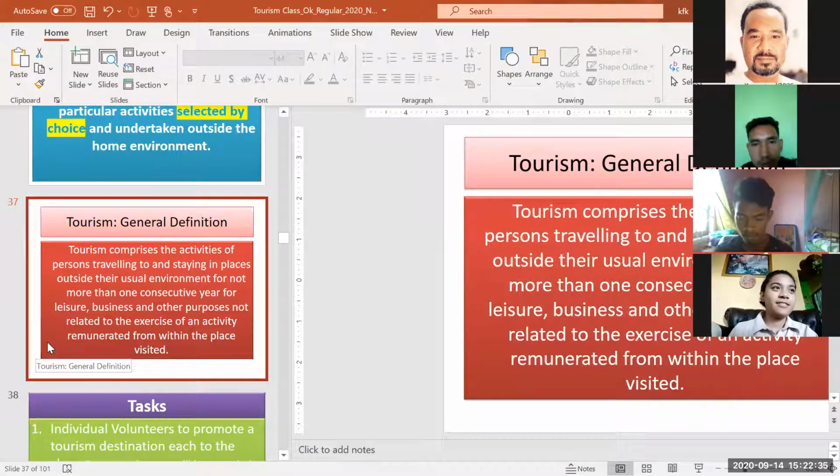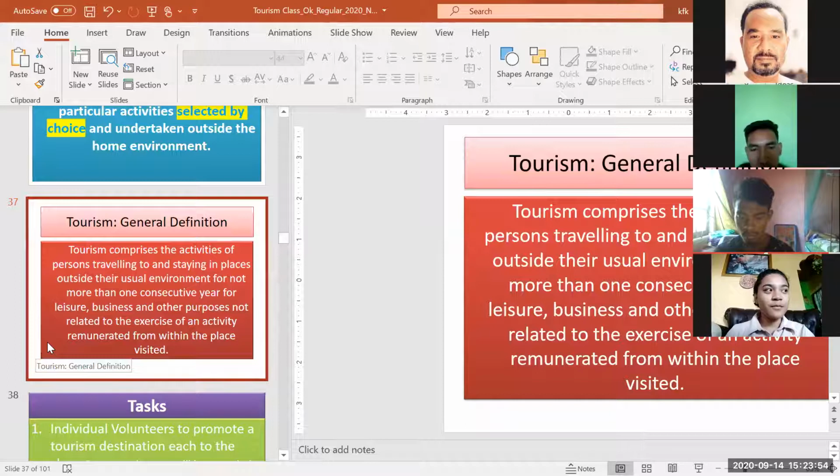General definition: tourism comprises the activities of persons traveling to and staying in places outside their usual environment for not more than one consecutive year.